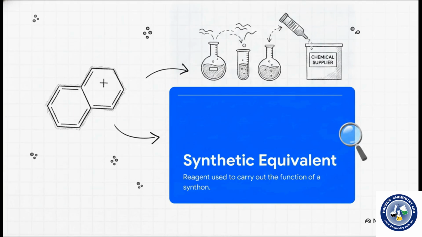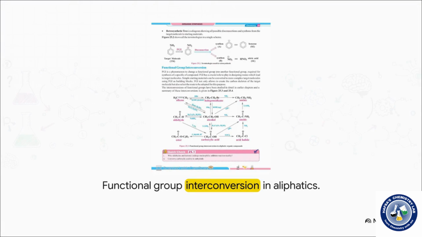A synthetic equivalent is simply the stable, real-world reagent that you actually buy from a chemical supplier and physically use in the lab. It basically acts as a stand-in, perfectly carrying out the exact chemical function of your imaginary synthon. And this brilliantly illustrates our final tool, functional group interconversion, or FGI for short.